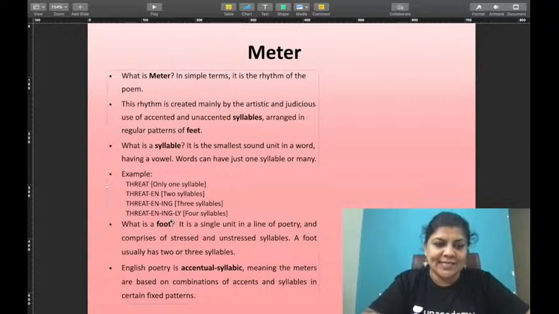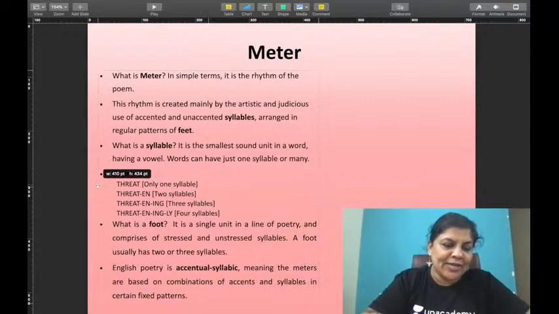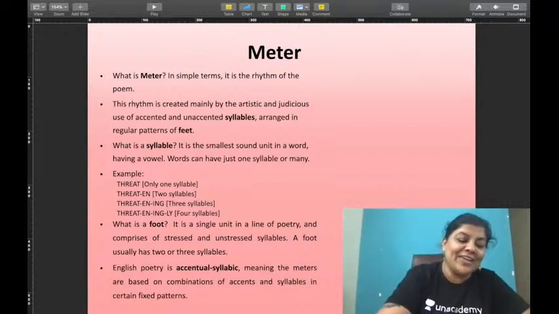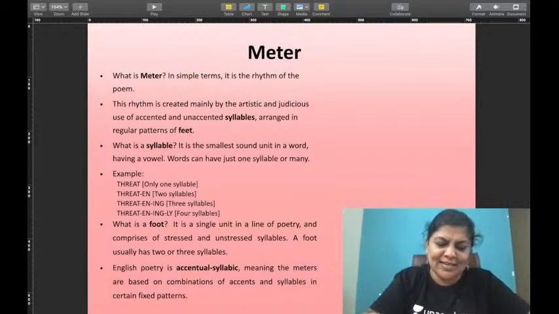Stressed and unstressed syllables. Dheerendra, you keep quiet. You will get me thrown out from the academy if you do these things. Latika, we will start play school also. Don't worry.